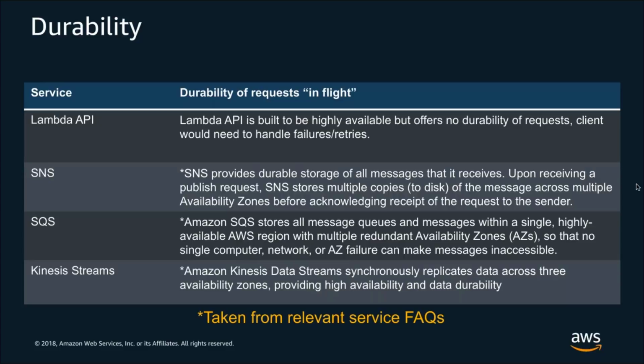Now, for the rest of these services, though, SNS, SQS, and Kinesis streams, durability is a factor of those products. So for SNS, we see that it provides durable storage of all the messages that it receives. Essentially, any message that it gets, it will then store multiple copies of across multiple availability zones before it ever acknowledges the receipt to the sender. Amazon SQS, very similarly, stores all the messages in queues and messages within a single highly available AWS region across multiple AZs, such that there's basically no single point of failure. And then Kinesis Streams also replicates data across at least 3 availability zones, providing high availability and data durability.